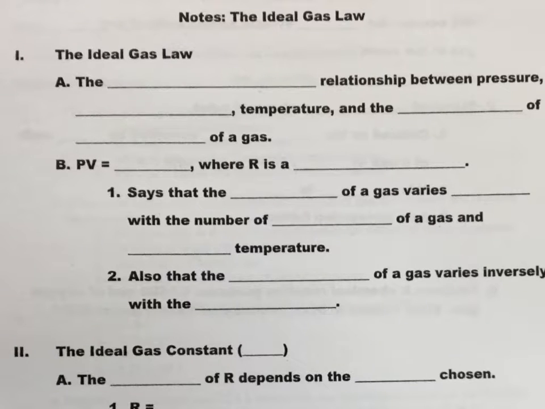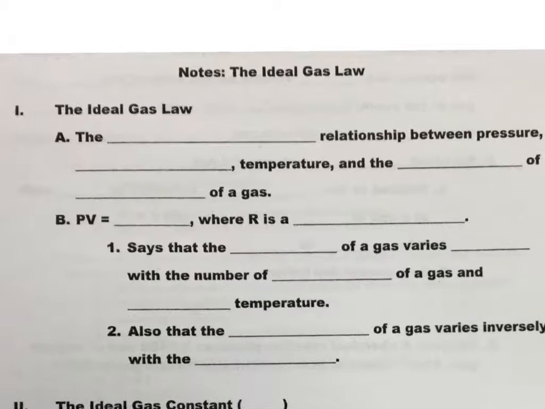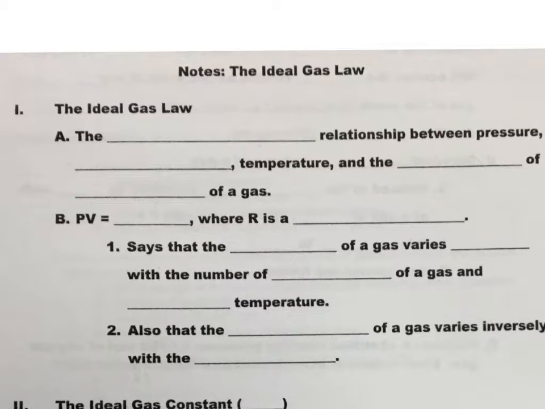Okay, so the ideal gas law. Big idea, we're going to put it up at the very top: we're going to just write it out, saying PV equals nRT. Okay, PV equals nRT.